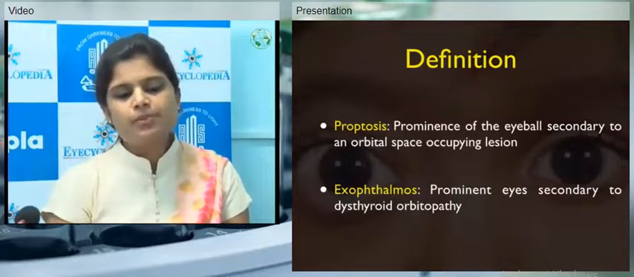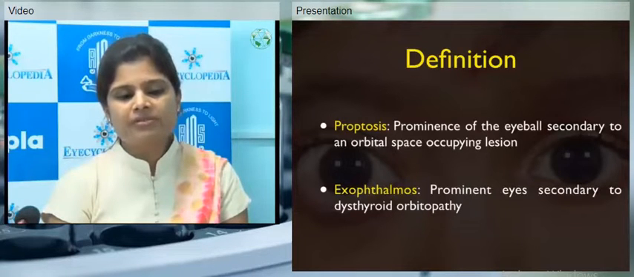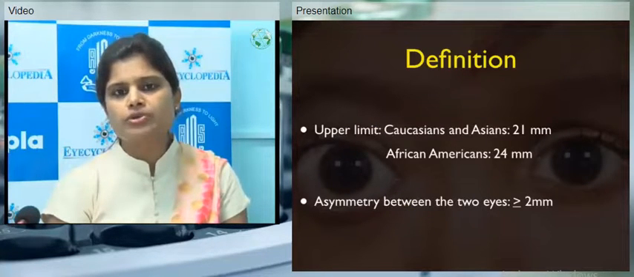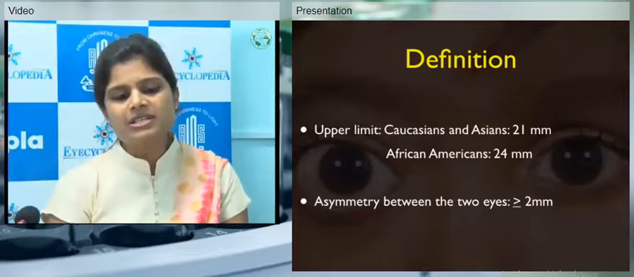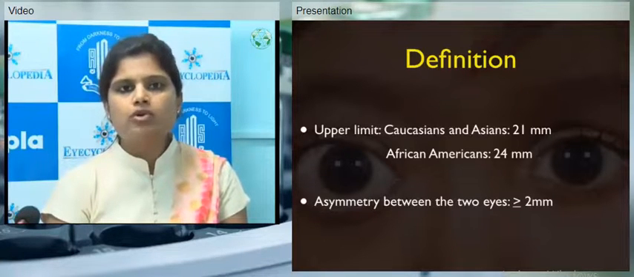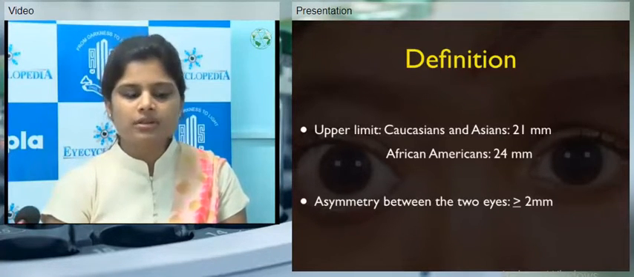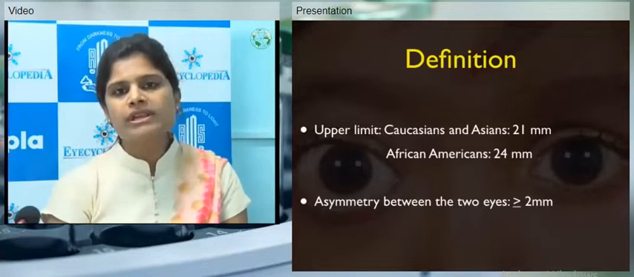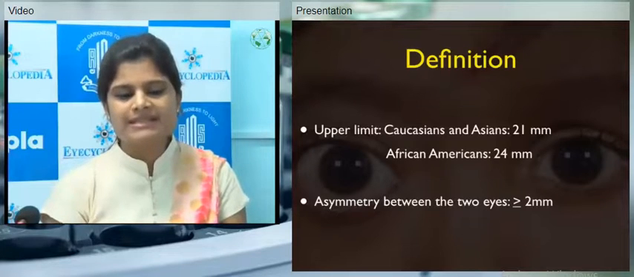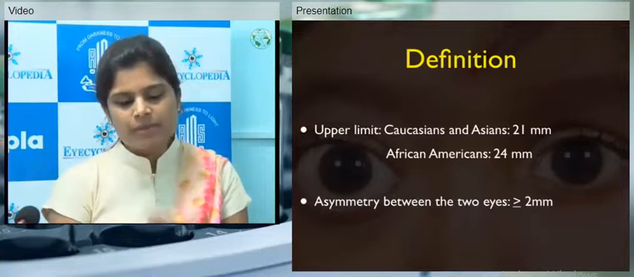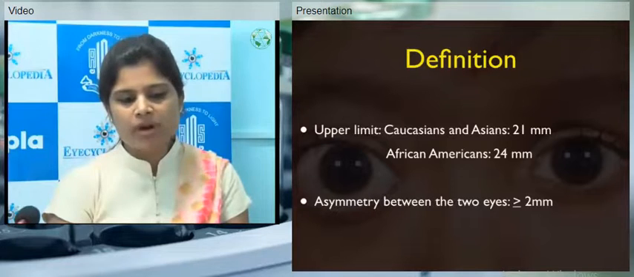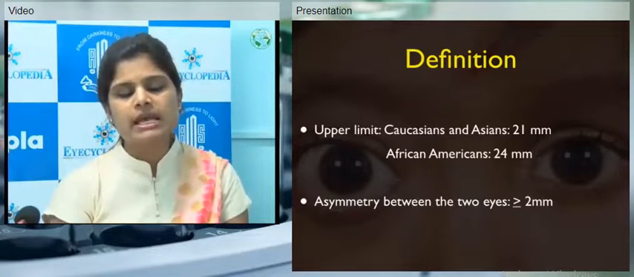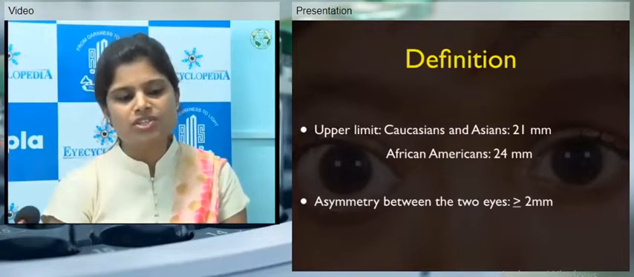When we define proptosis, we should be aware that the definition varies in different races. When we are talking about the Indian population, the definition of proptosis is if the protrusion is more than 21 millimeters. That is, when the measurement is done, if it is more than 21 millimeters, that is when you call it proptosis. And this definition holds true for Caucasians and Asians in general.